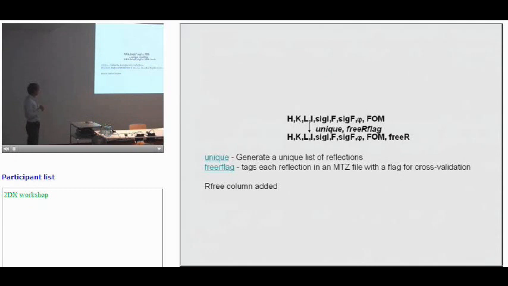Richard talked about that yesterday, and also include a free R flag column. So if you set aside, let's say, 5% of your data for the R free calculation, the data is put into 20 bins defined by the free R columns. Each reflection is assigned one of these bins, and then you can choose which one you want to set aside for the R free calculation.